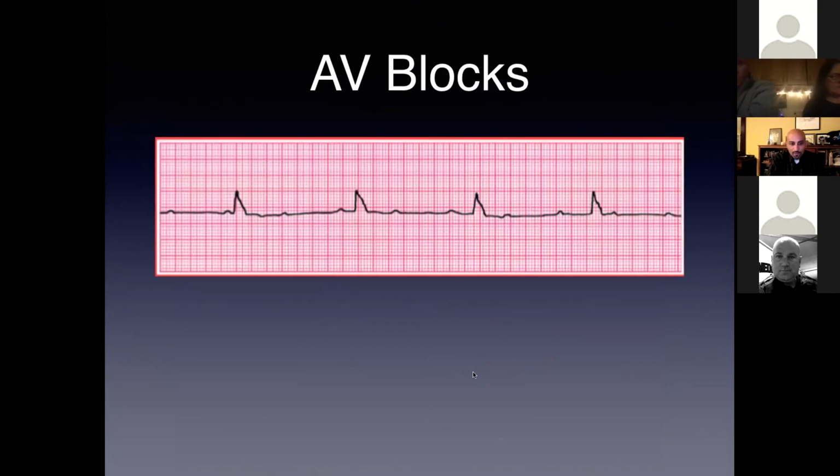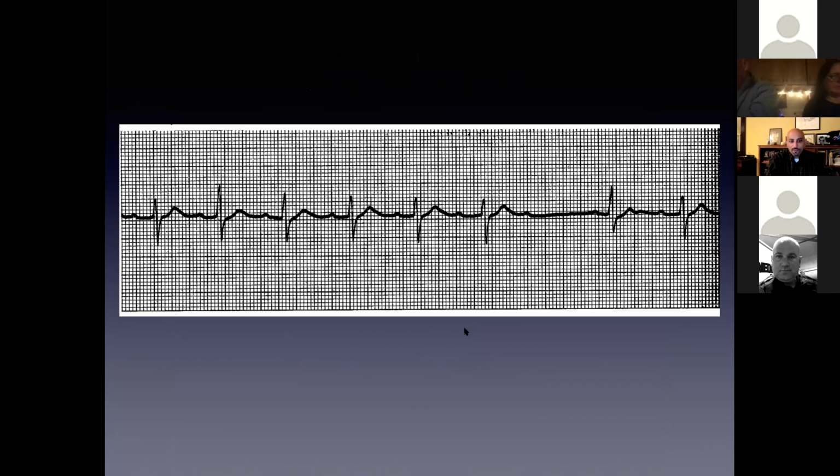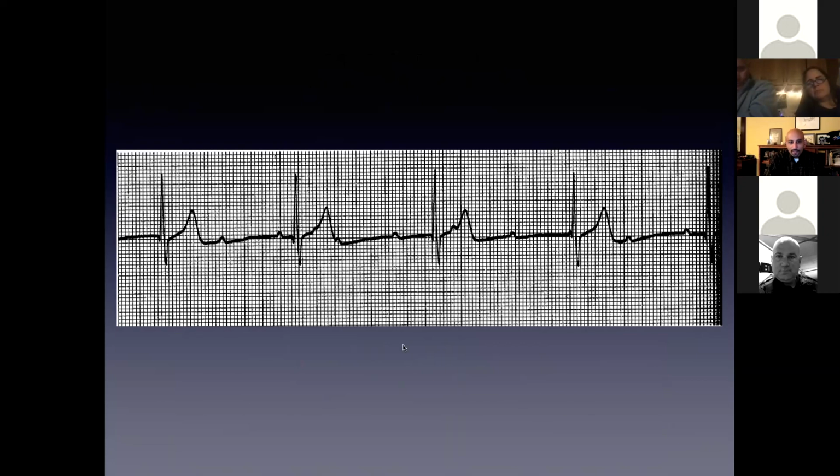So let's go, I'm just going to go back to these. So here you have more P's than QRSs. And you can see that there's this group of QRSs, there's a gap, and then there's this group of QRSs. So this is going to be a second degree block, not a third degree. In this, you have more P's than QRSs, but guess what? The QRSs are regularly spaced. They're perfectly even. That's going to be third degree.